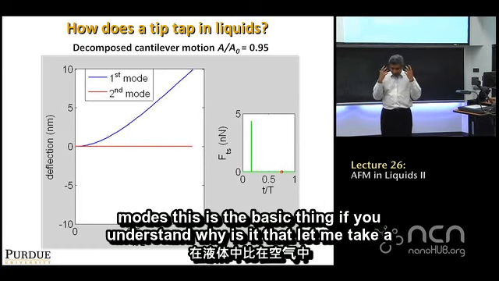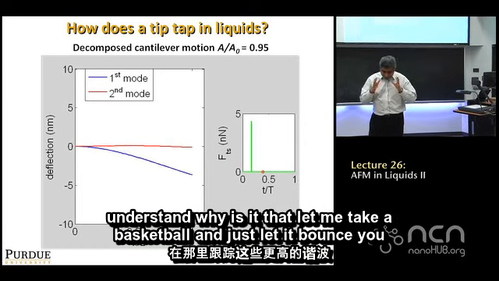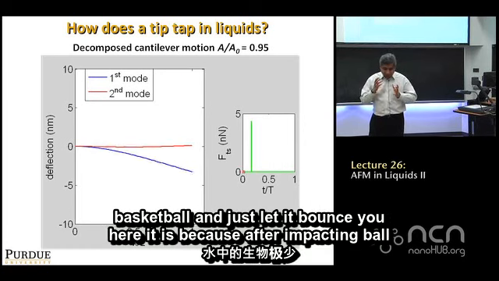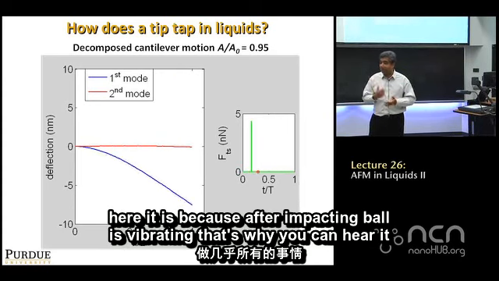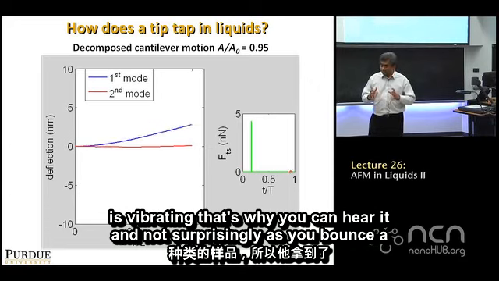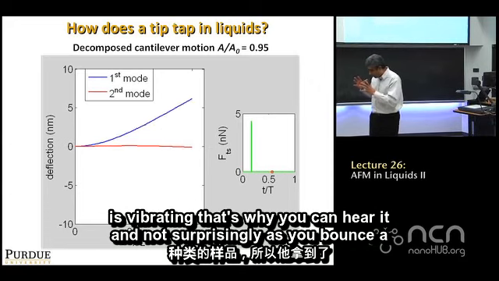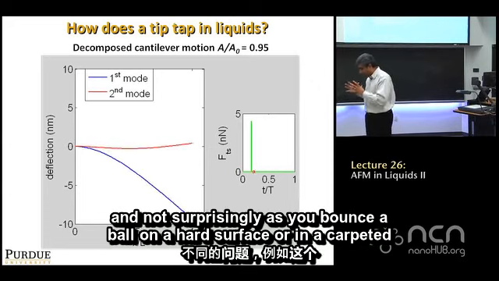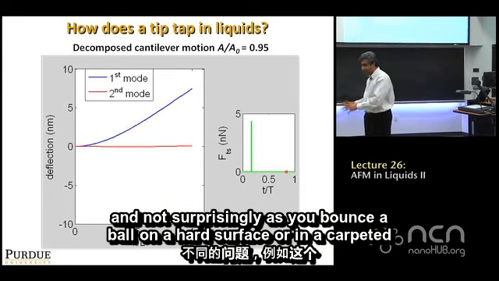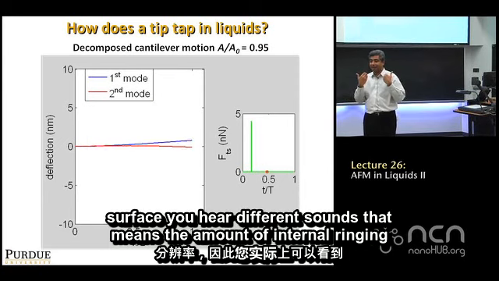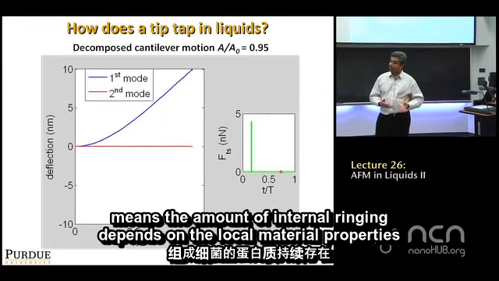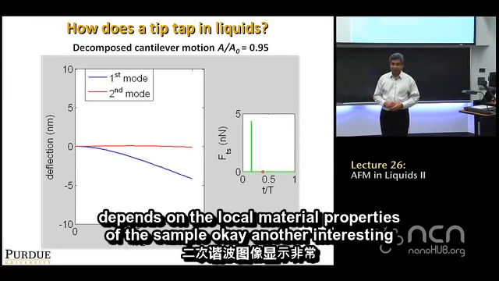This is the basic thing. If you understand why, when you take a basketball and just let it bounce, you hear it, it is because after impacting, the ball is vibrating. That's why you can hear it. And not surprisingly, as you bounce a ball on a hard surface or on a carpeted surface, you hear different sounds. That means the amount of internal ringing depends on the local material properties of the sample. Okay?